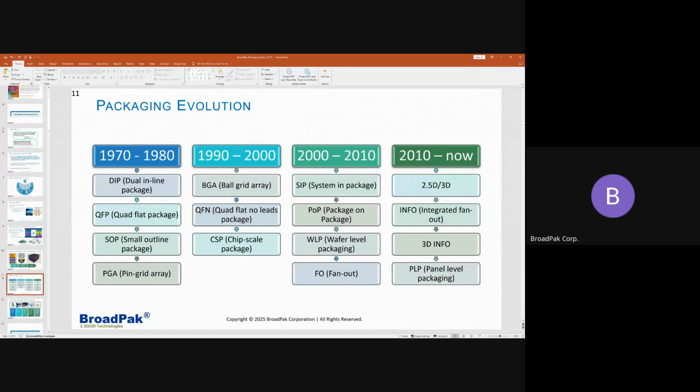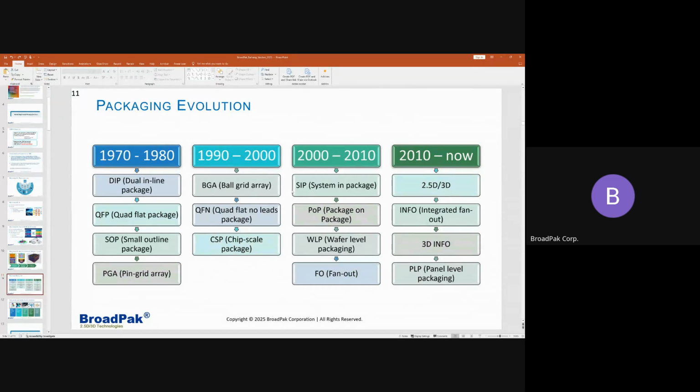So the packaging, how we package the thing, is going to be important. Let's get an overview of the packaging evolution. Back in the 70s and 80s, things were much simpler. We had the dual inline package, QFP, SOP, and pin grid array. I'm sure you've seen some of the older Pentium processors or other packages that had pins on them. In the 90s to 2000s, we moved into what is called the BGA, the ball grid array, and the QFN and chip scale packaging.